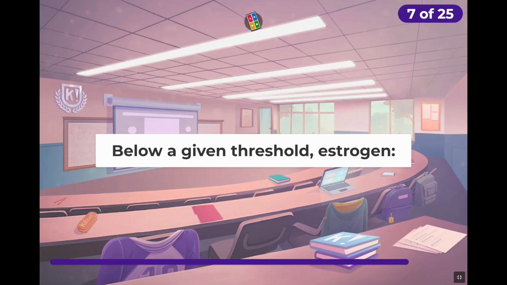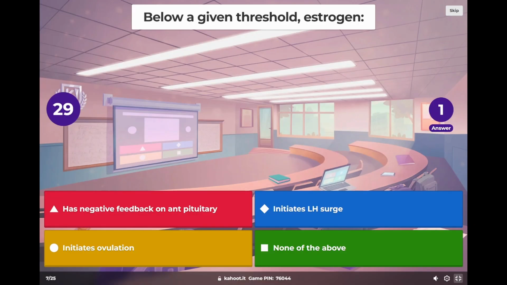Below a given threshold, what does estrogen do? So normally estrogen, we learn about it. It has feedbacks. So below a given threshold, what does estrogen do?